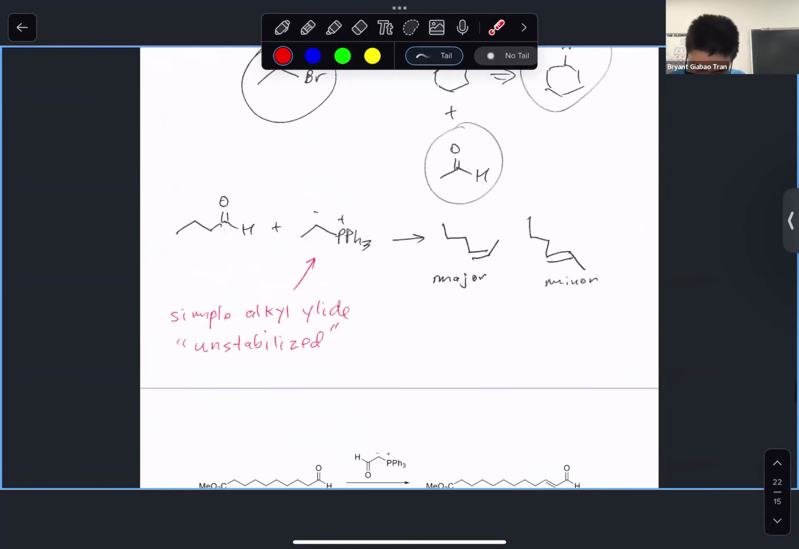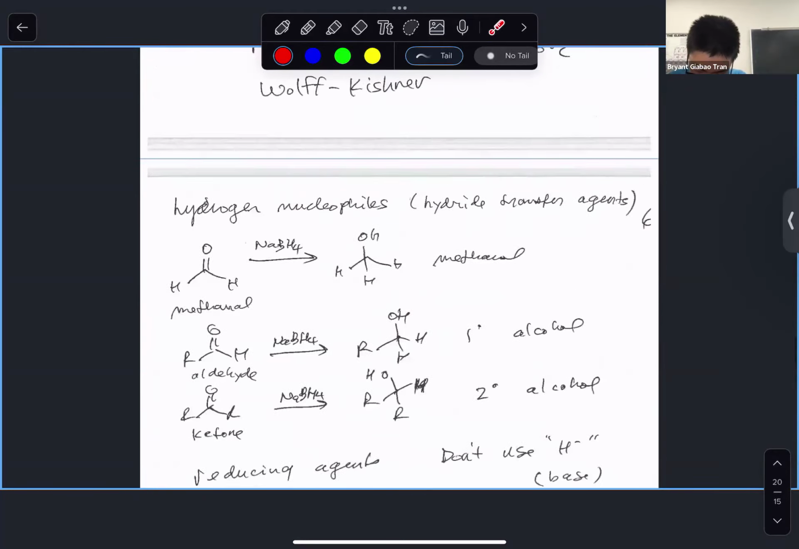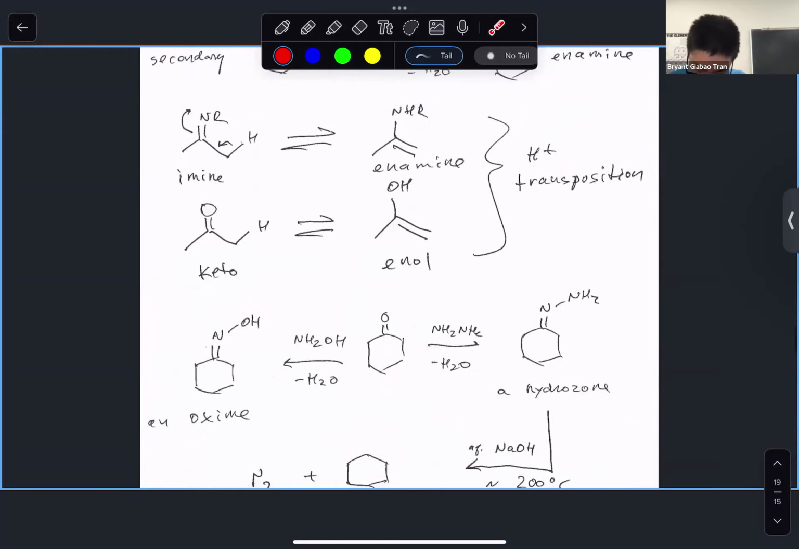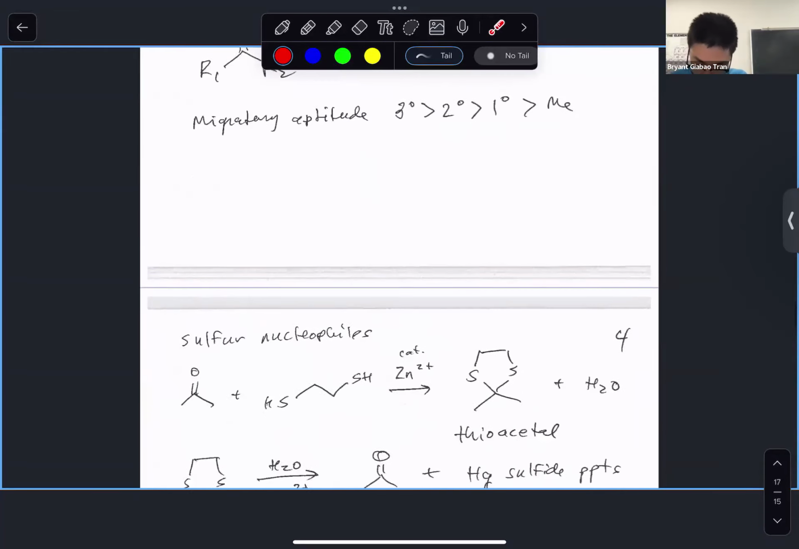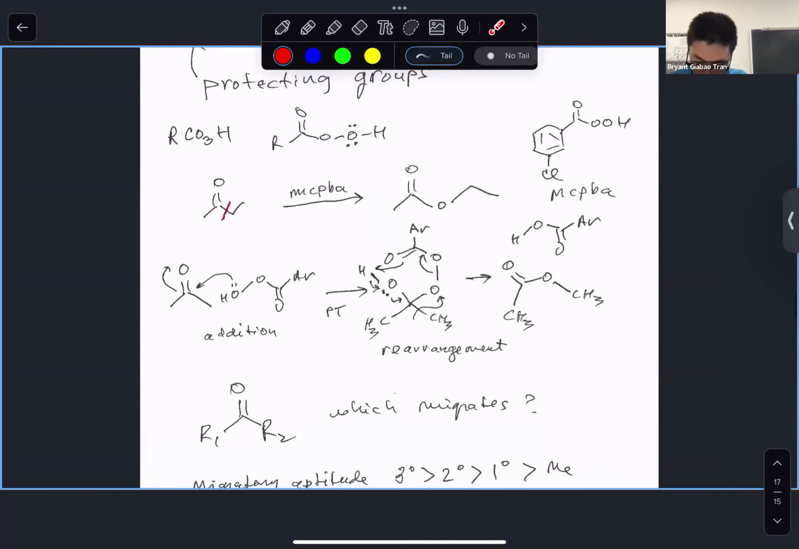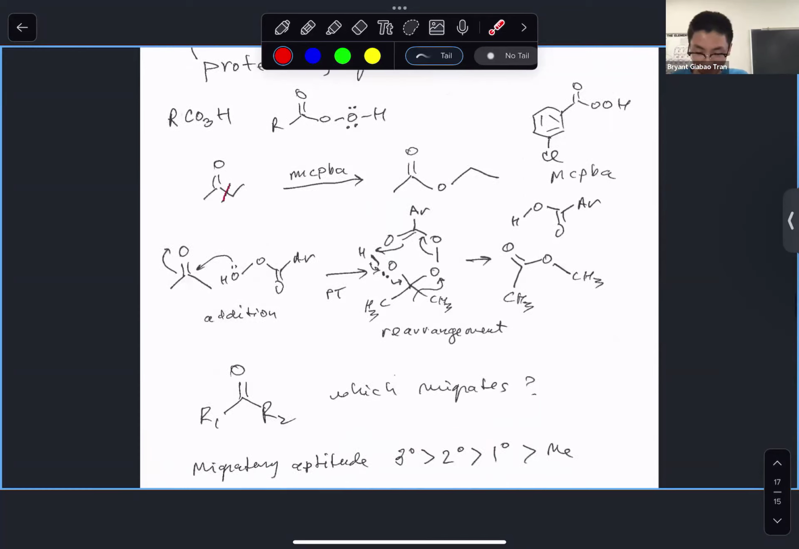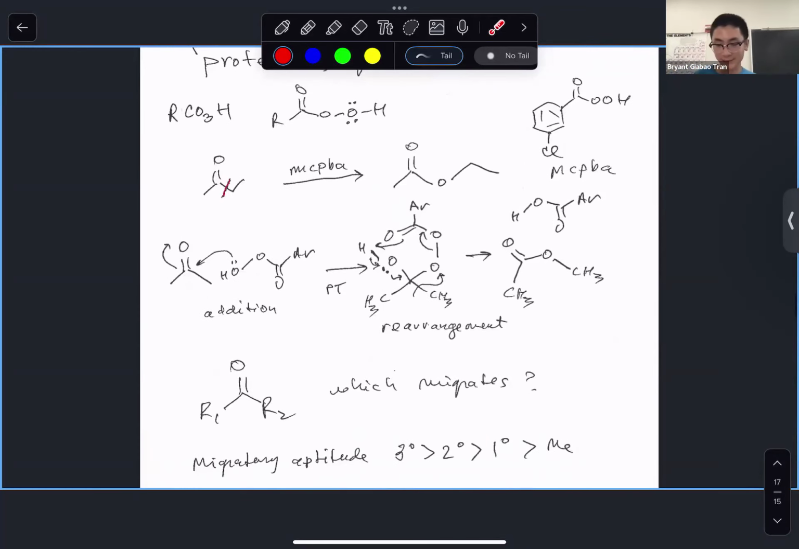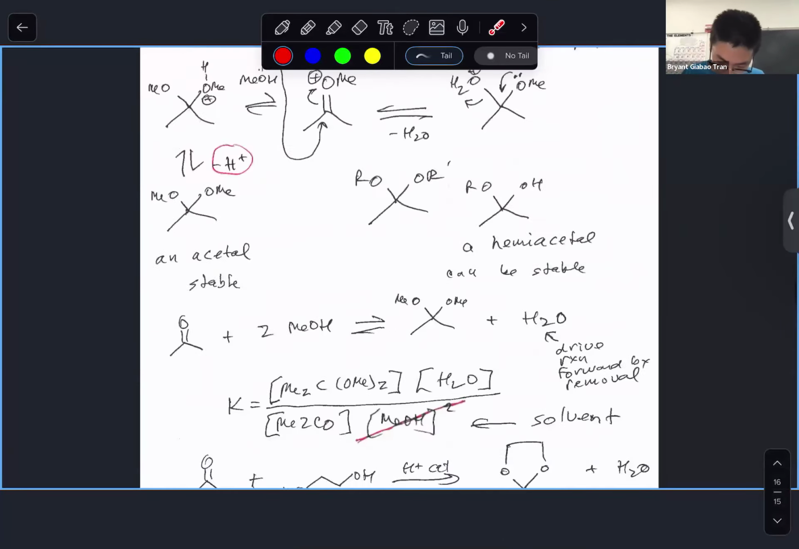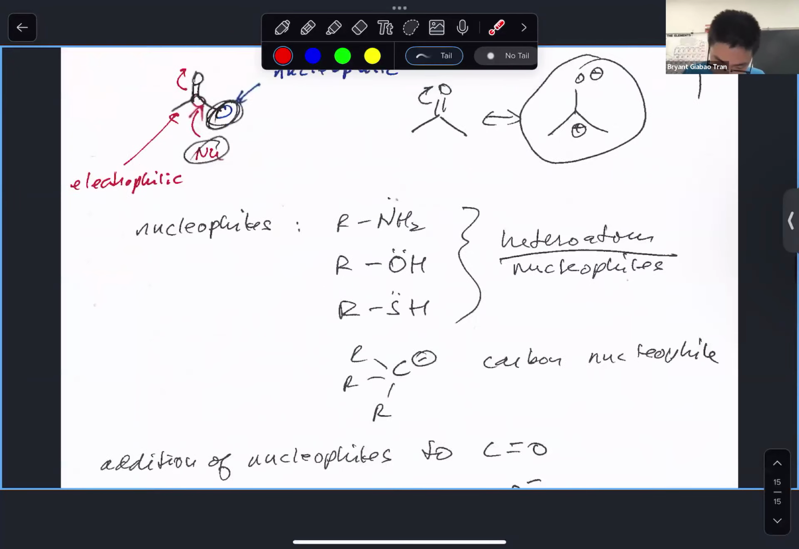Wittig. Oh, and then he said we don't need to know Wolff-Kishner. Not the Baeyer-Villiger test, but the other two, the ones with the copper and silver, Fehling's test, Tollens test. He said those are more for lab to test for methyl ketones or something like that. Yeah. Right. Okay, let's go back here. Nucleophiles.